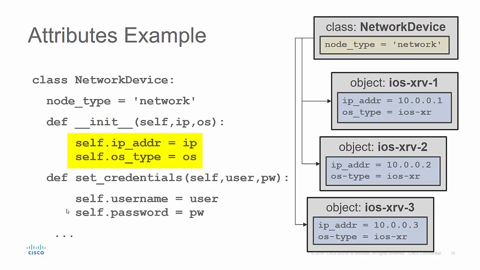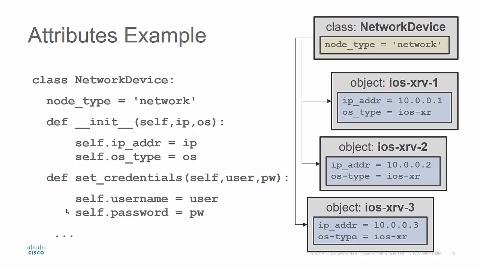These are the class attributes that are specific to every single object instance. So every object instance is going to have an IP address and an OS type. Not shown in the picture, but shown in the code, is that every object instance also will have its own username and password.